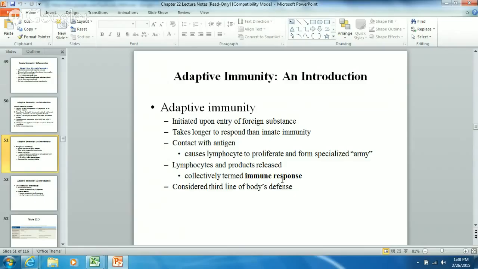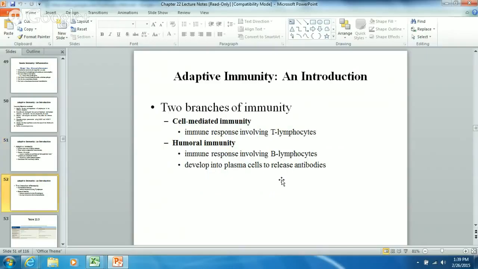The first line of defense is your skin and your mucous membranes. That's keeping stuff out of your body in the first place. The second line of defense is things like fevers and inflammation and complements, proteins like those, neutrophils, macrophages. But if there's a pathogen that gets past all of that, if it can be exposed, then you can create a third line of defense. And that third line of defense will actively be looking for that particular pathogen at all times.